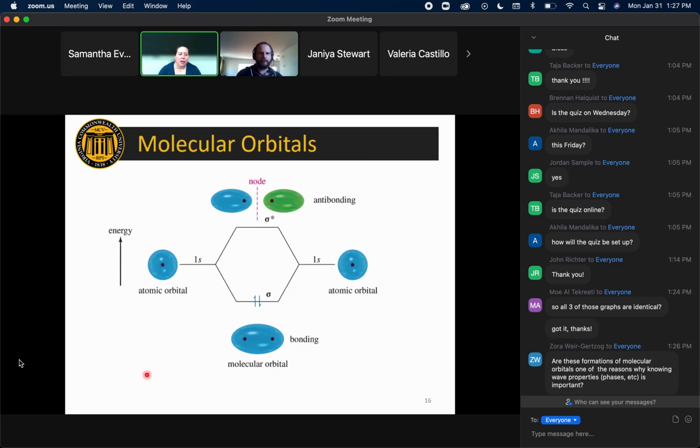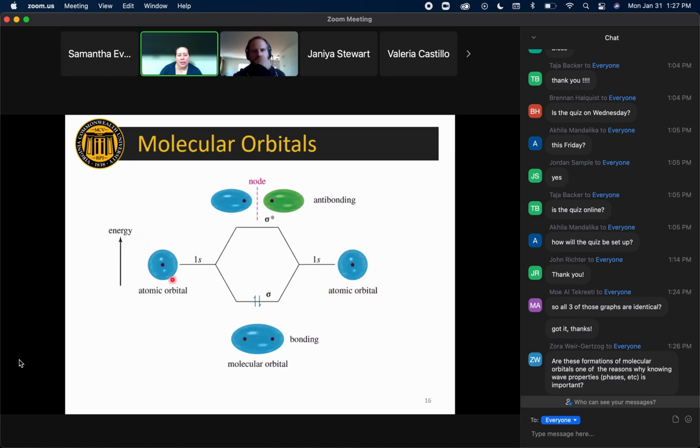So here we've got our orbitals showing on an energy scale. We're bringing together these two atomic orbitals. When we bring them together in a constructive way, blue plus blue, we get this bonding molecular orbital, which is sigma. And notice it's lower in energy, and that should make sense because of what we've already talked about with the stability associated with this.